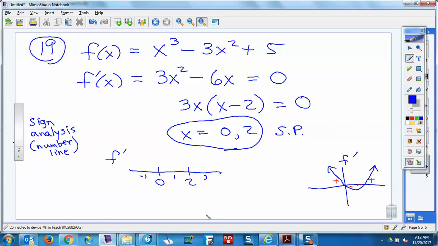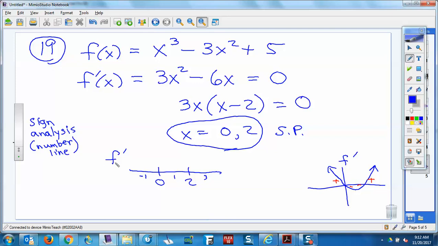The f prime graph. Because what am I trying to find out? I'm trying to find out where f prime is positive, where f prime is negative. I already know where f prime is 0. That's what this gave me. So I know where f prime is 0, so I put those on there.